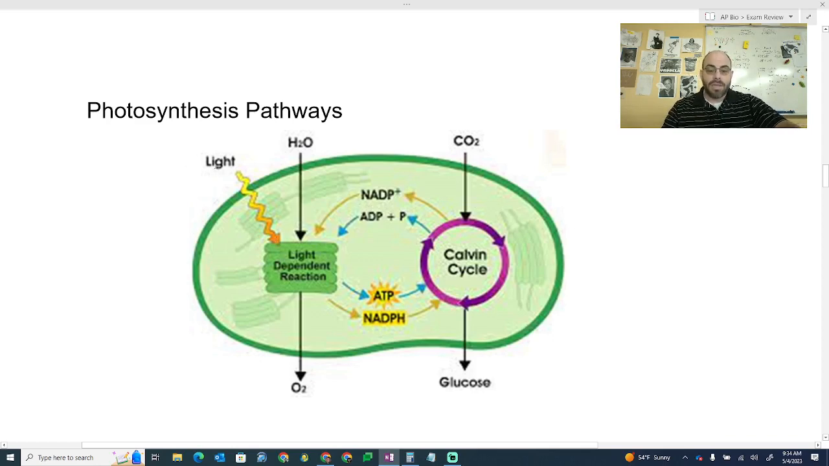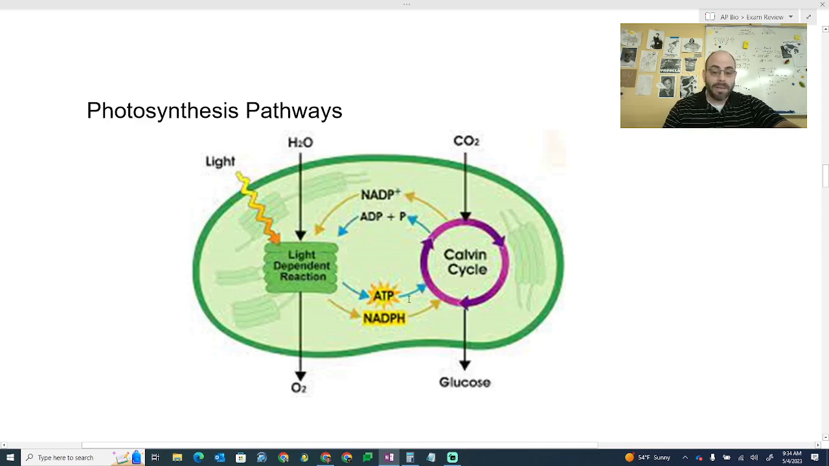Light-dependent reaction, of course it needs light. Light comes from the sun. This is happening on the thylakoid membrane as well. That's what this is a picture of, the thylakoid. This whole thing is a chloroplast. Water is necessary in order to do this. The purpose of water is that water is split to provide a steady stream of electrons into this process.